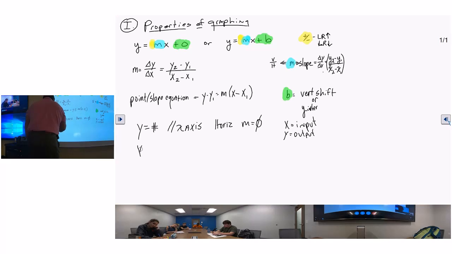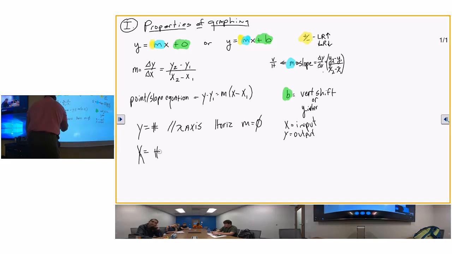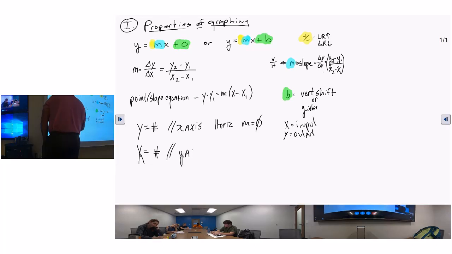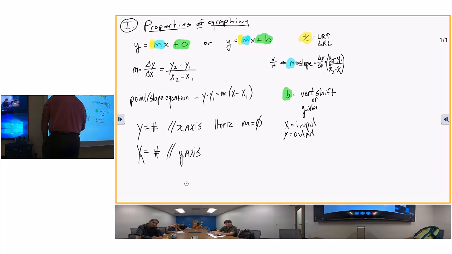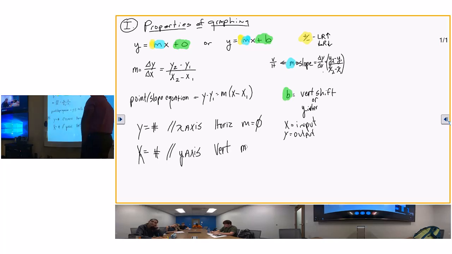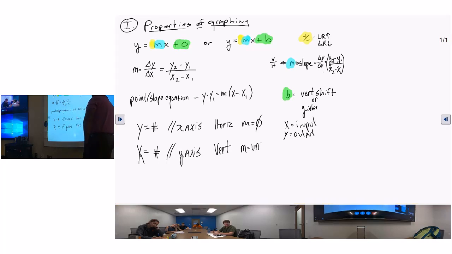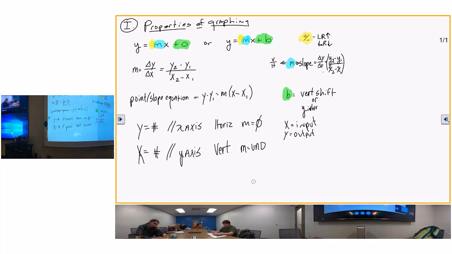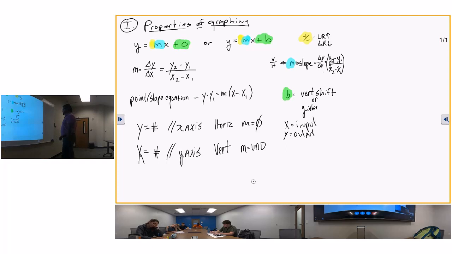If x is equal to a number, it's parallel to the y-axis. If it's parallel to the y-axis, that means it's a vertical line, which means M is undefined. So you need to remember those 2 rules.